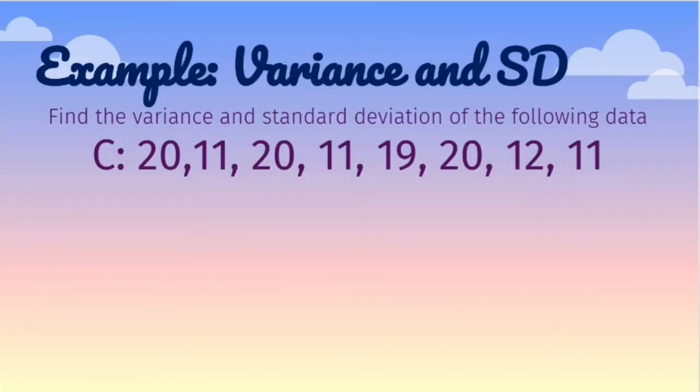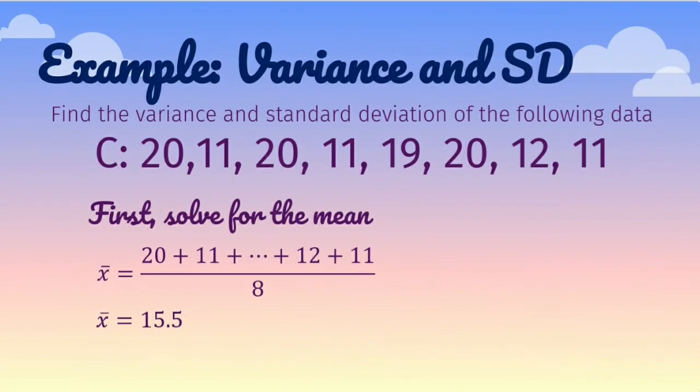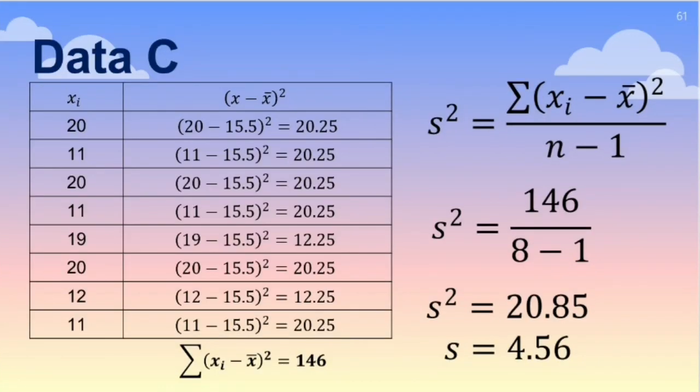For the third set of observations, doing the same process, solve for the mean, which is 15.5, and then solve for the variance and standard deviation. Substituting the values that we get from the summation would lead us to a value of 20.85 as the variance and 4.56 as the standard deviation.